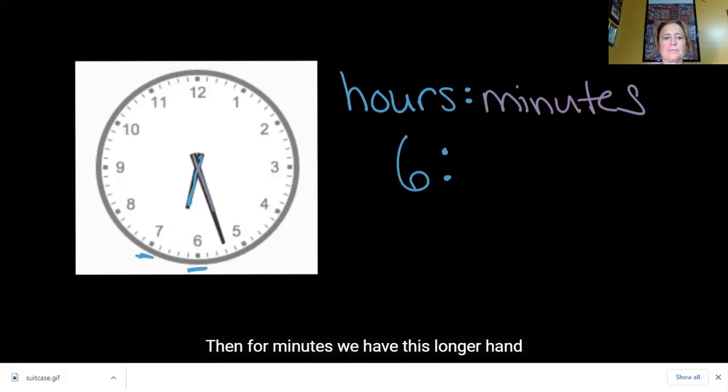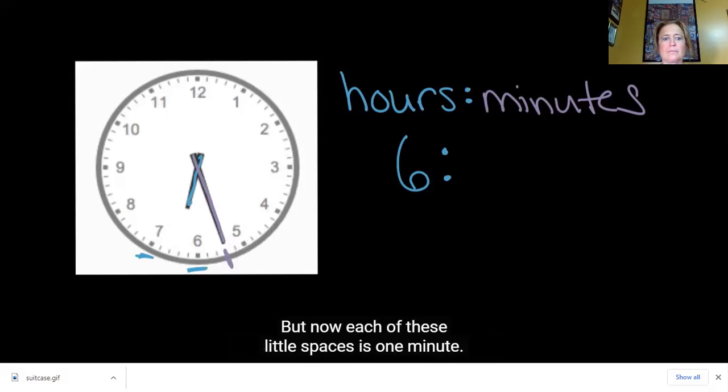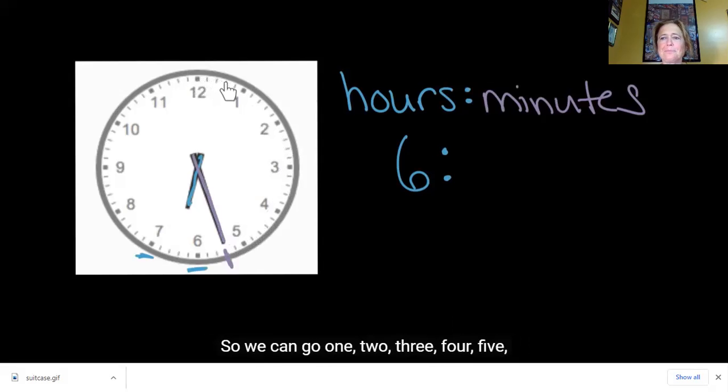Then for minutes, we have this longer hand, which is pointing right here at this mark. And minutes, again, start at the top and work their way around, but now each of these little spaces is 1 minute. So we can go 1, 2, 3, 4, 5. And when we get to this first square, where this 1 is, we've gone 5 minutes. Let's keep going like that. 6, 7, 8, 9, 10 at this next one. And maybe you see a pattern here. Every time we get to one of these numbers, or the squares, the bigger marks, we've gone 5 more minutes.